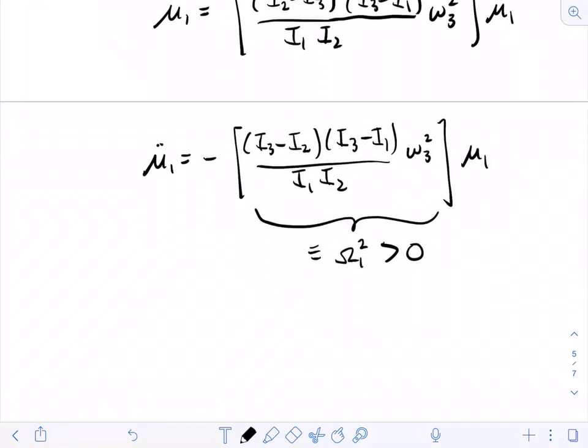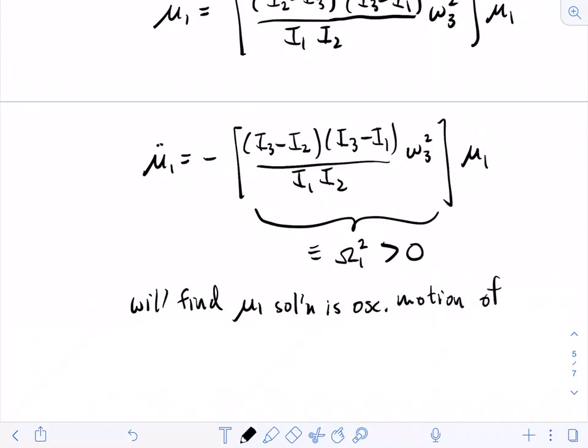And we will find that the mu1 solution is oscillatory motion of frequency given by omega 1. So this is exactly the same situation as before, and so we would get stable oscillations.